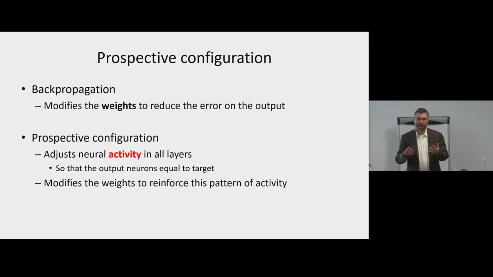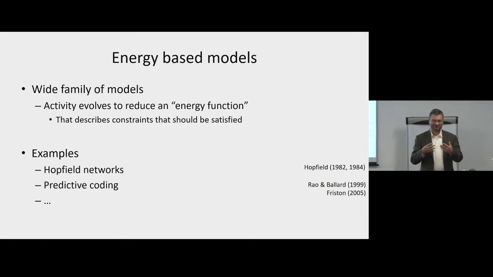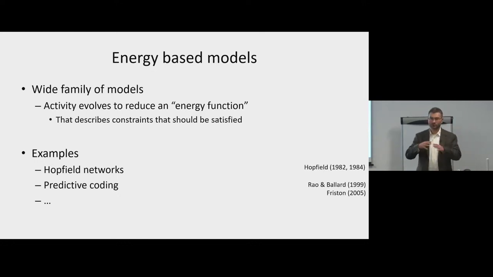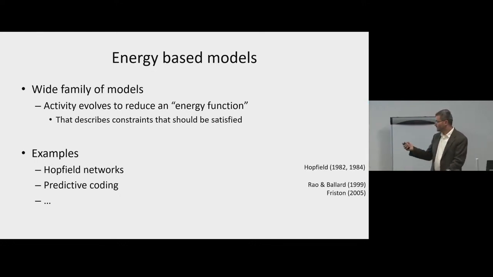And this prospective configuration is not a new algorithm which we invented. It's actually a feature of many models of information processing in the cortex. These are models which belong to the family of energy-based models, which reduce a function called energy during learning and inference. I will give you some intuition what this energy is in a moment. This energy describes some kind of constraints which the network should satisfy. Examples of such energy-based models include Hopfield networks and also predictive coding networks.